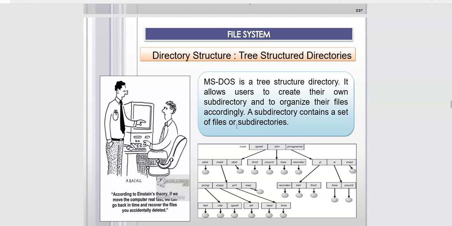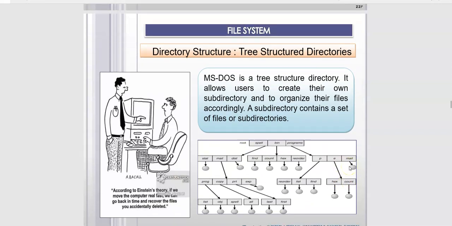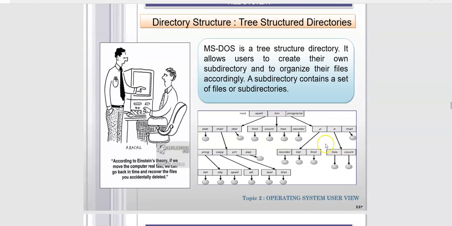So tu maksudnya. So, tree structure directory pula. Contoh, tree structure directory is MS-DOS ataupun Microsoft operating system. Dalam MS-DOS, dia using the tree structure directory. It allows user to create their own subdirectory and to organize their files accordingly. A subdirectory contains a set of files and subdirectories. Okay, ini contoh tree structured directory.